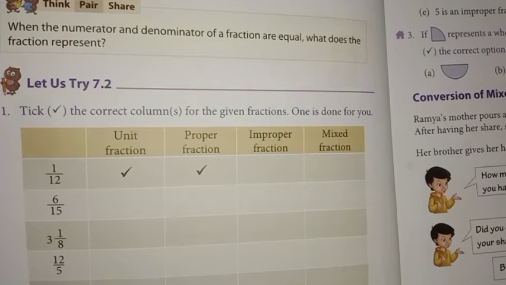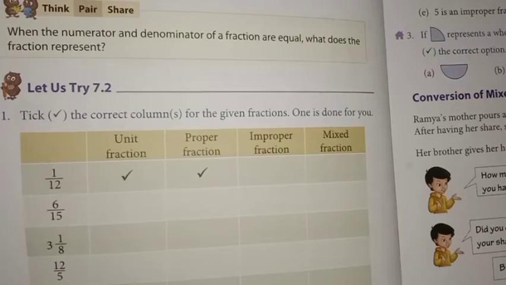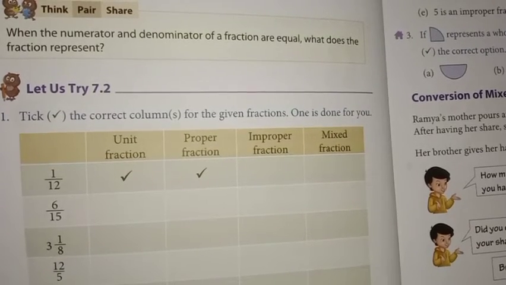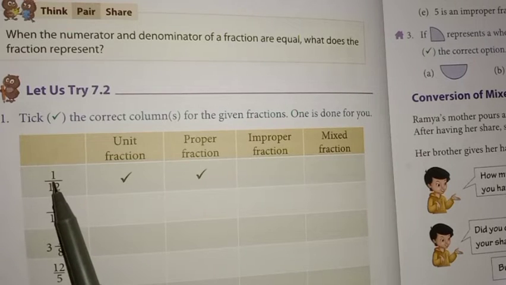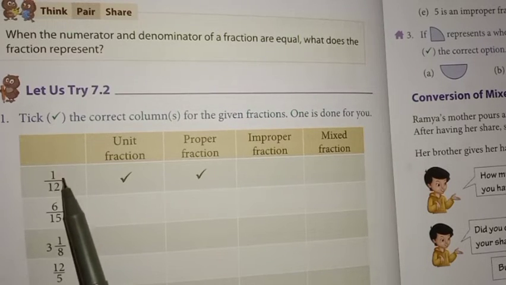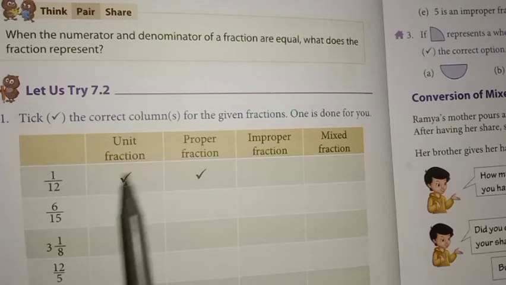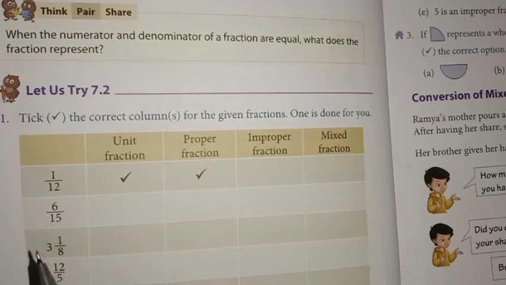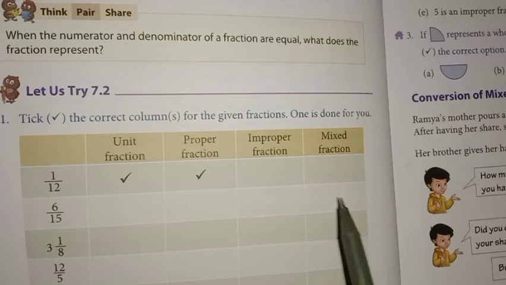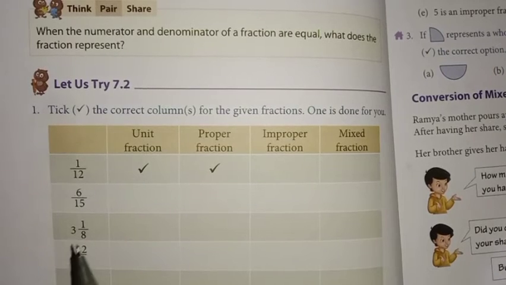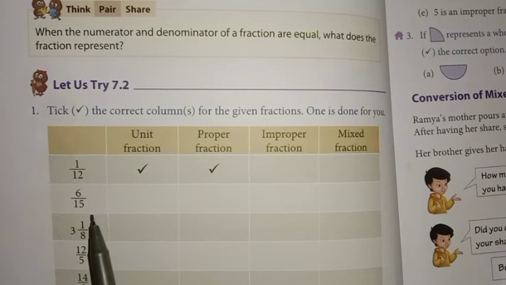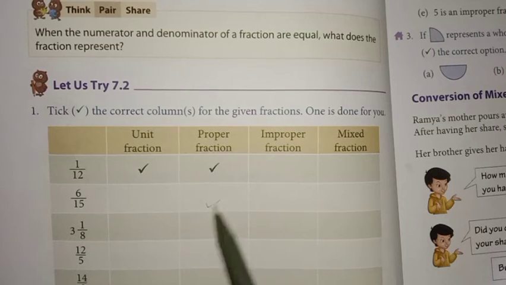Then proper fraction. What is a proper fraction? The numerator is less than the denominator. Here the numerator is 1 and 12 is the denominator, so the numerator is less than the denominator. So this fraction is also called a proper fraction. So we can tick 2 columns. Same way, next also 6 by 15. You find out which fractions they are: unit fraction, proper fraction, improper fraction, mixed fraction. Here in 6 by 15 the numerator is less than the denominator. This is also a proper fraction.